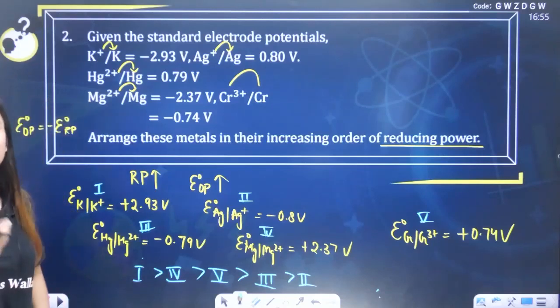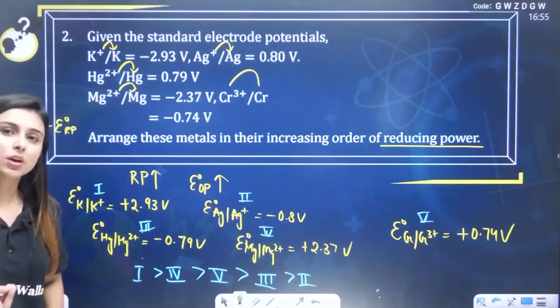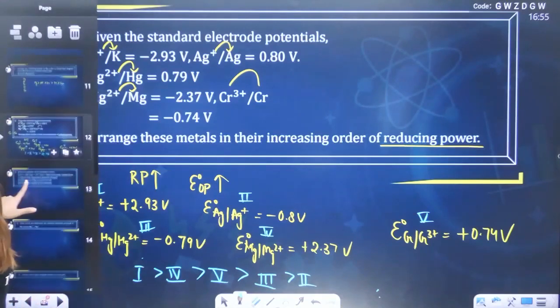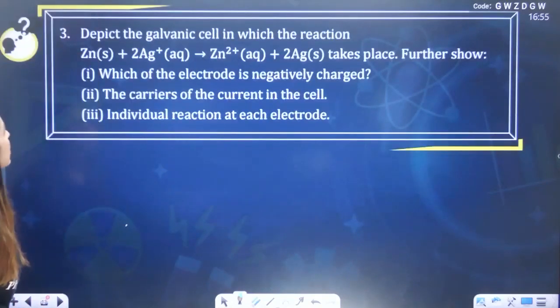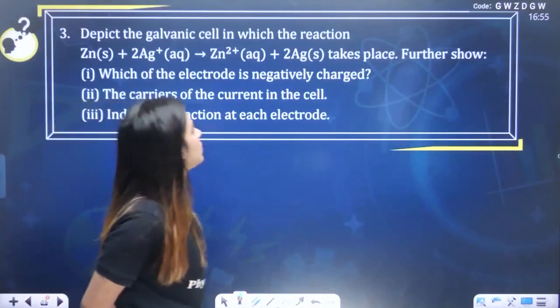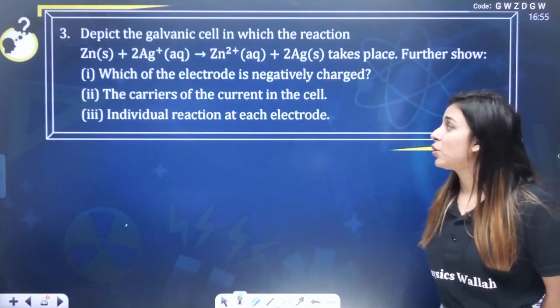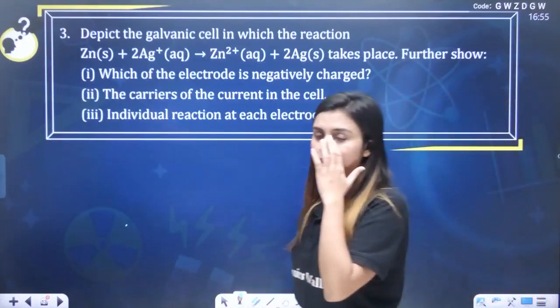You need to understand how you have to solve the questions. Perfect. Let's move forward to the next question, my dear students. Next question is here. Just see the question. Depict the galvanic cell in which you are given a reaction and you have to give the galvanic cell. Okay, perfect. We have to solve all single parts.